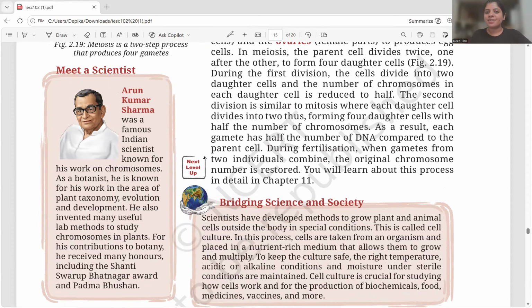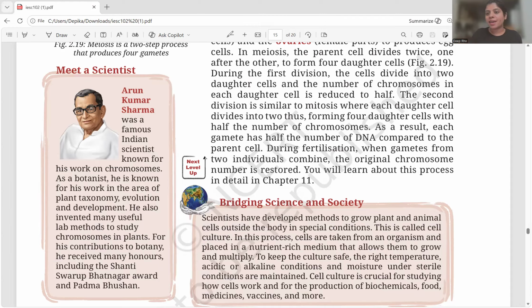So as a result, each gamete has half the number of DNA as compared to the parent cell. During fertilization, when these gametes from two individuals combine, the original chromosome number is restored.